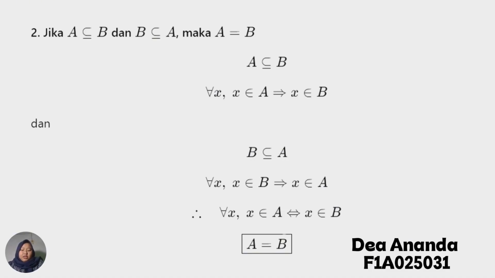Second, if A is a subset of B and B is a subset of A, then A equals B. A is a subset of B: for every X, X is a member of A implies X is an element of B. And B is a subset of A: for every X, X is an element of B implies X is an element of A. For every X, X is an element of A if and only if X is an element of B, so A equals B.